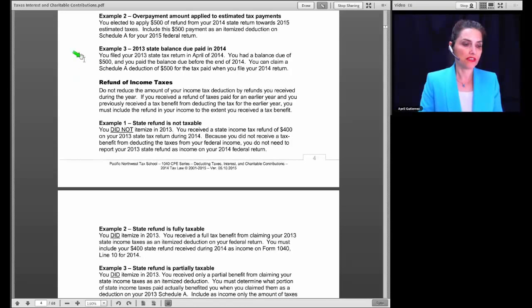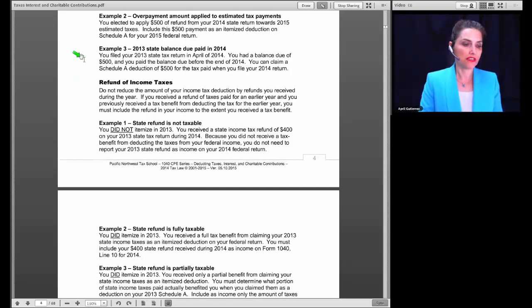Example number 2, the state refund, though, is fully taxable. You did itemize in 2013, and you received a full tax benefit from claiming your 2013 state income taxes as an itemized deduction on your federal return. You must include your $400 state refund received during 2014 as income on line 10 of the 2014 return.